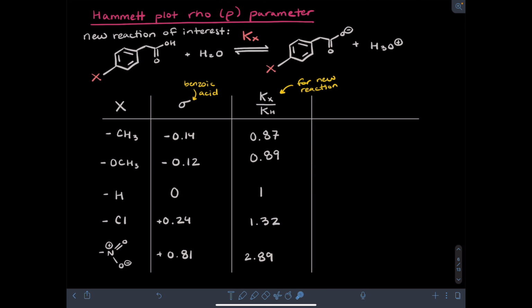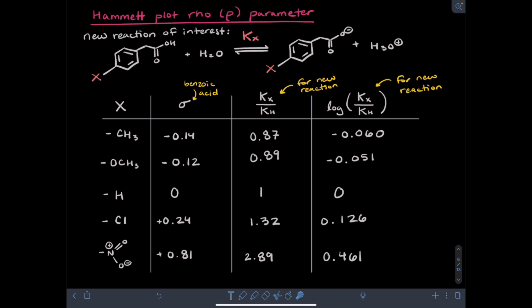What you would do is measure equilibrium constants for all of these 5 different X values, and you would take your equilibrium constant for an X group and divide that by the equilibrium constant where X is hydrogen. These are the experimentally determined values. Then the last thing you would do for your new reaction of interest is take the log value of this equilibrium constant ratio. Here I've done the math for you.